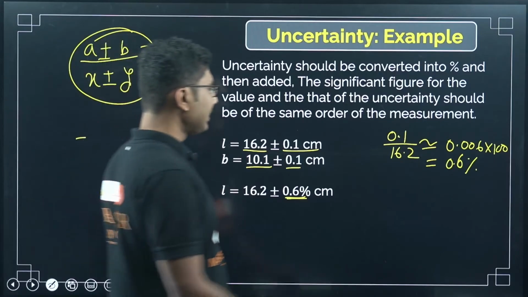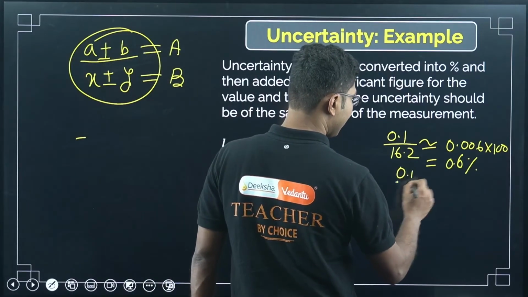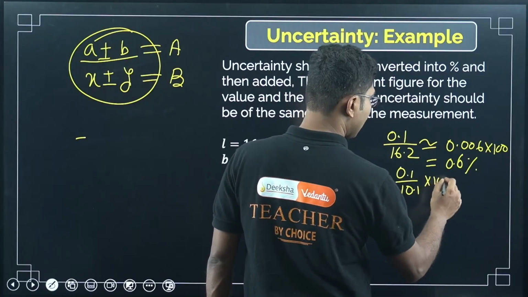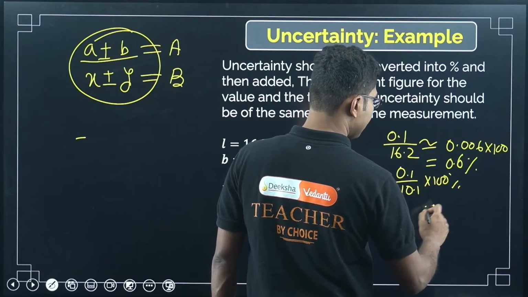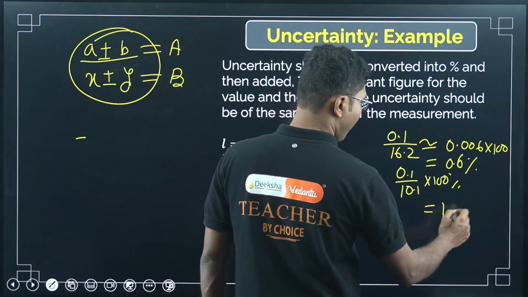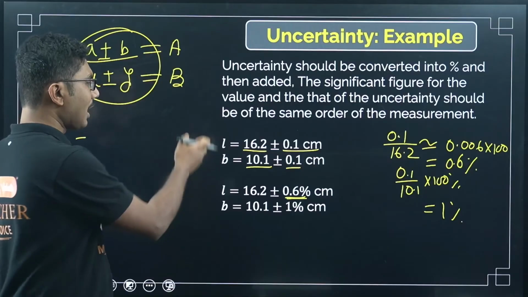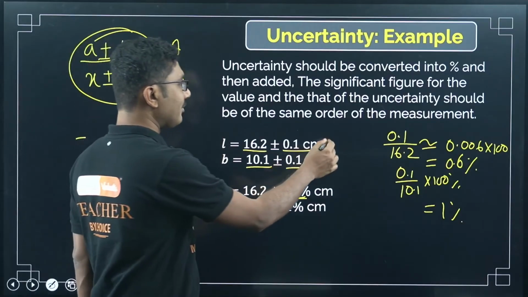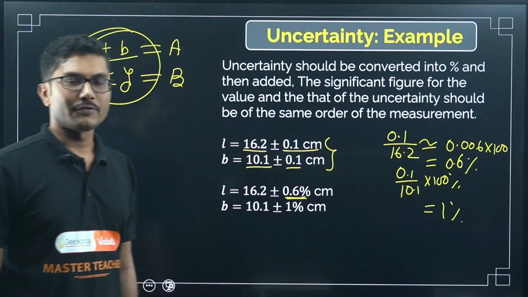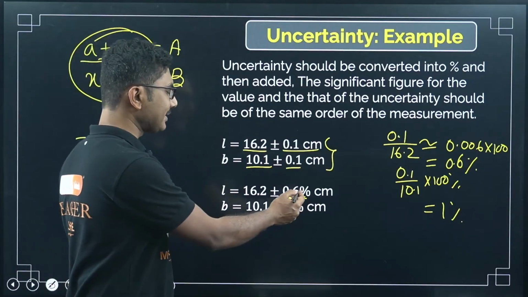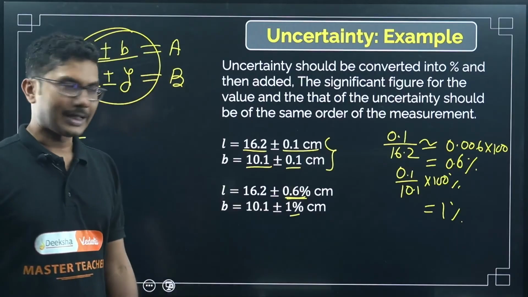Similarly, for breadth it will be 0.1 divided by 10.1, almost 10. Then you multiply with 100 to get the percentage, which equals 1%. So even though they both have an equal amount of uncertainty in terms of values, when you convert them into percentage, one has less percentage, one has more percentage. That is why it is important.